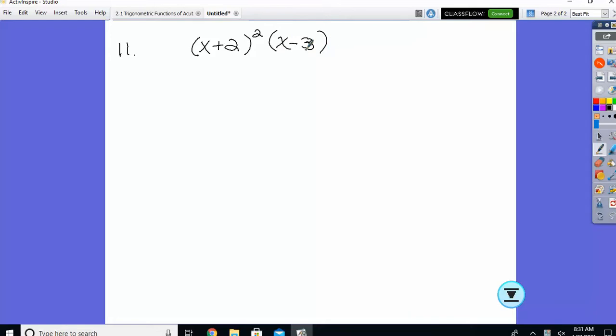I said find a cubic that's degree 3. Is this currently degree 3? Yes. So I've got my zeros. But there's one other thing I need. What?